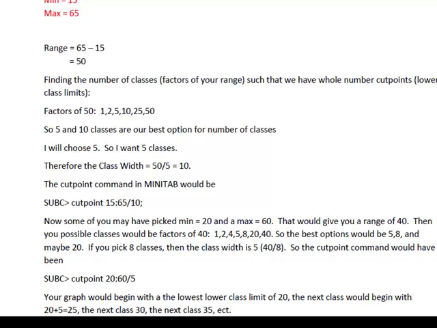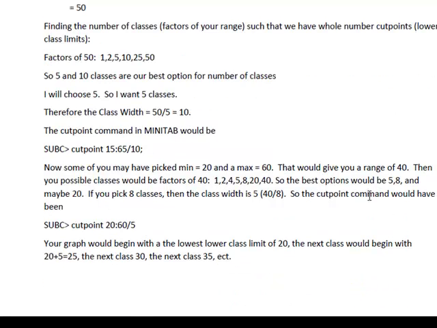So let's say now, which most of you probably picked, 20 and 60 as your minimum and maximum. That would give you a range of 40. So my possible classes are factors of 40, and there are lots of factors of 40: 1, 2, 4, 5, 8, 10, 20, and 40. So our best options would be 5 and 8, and maybe even 10 and 20. So let's say we pick 8 classes. Then our class width would be 5 because our range is 40 divided by the number of classes I chose, which was 8. So that gave me a class width of 5.